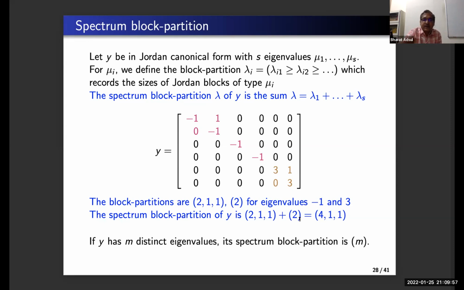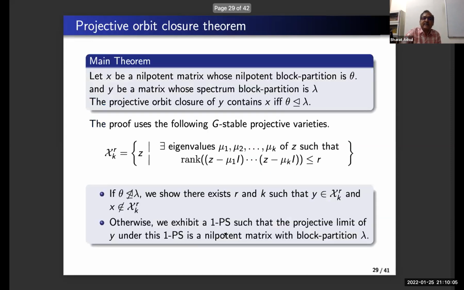Which is of course a reading of the Jordan block information corresponding to different eigenvalues. And it turns out that this combinatorial data essentially determines which nilpotent orbits are going to enter into the projective orbit closure of this point. So this is exactly the main theorem. If I have a nilpotent matrix X whose nilpotent block partition is theta, and an arbitrary matrix Y whose spectrum block partition is lambda, then the projective orbit closure of Y contains X if and only if lambda dominates theta.